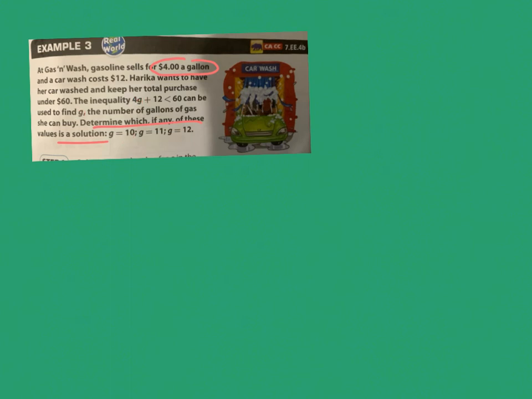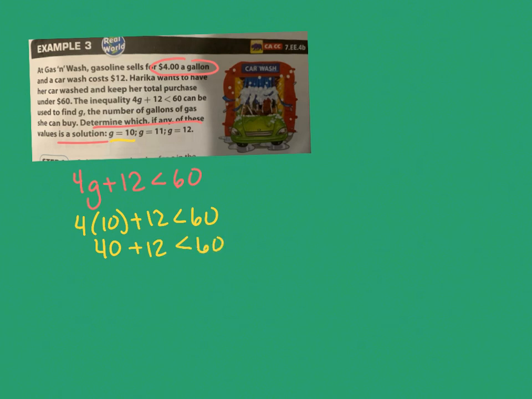So we're looking for G, the number of gallons. If she does 10 gallons, is she under $60? If she does 11 gallons, is she under $60? And if she does 12 gallons, is she under $60? To me, the slowest way would be to say, okay, let me take my equation and I will just plug in G equals 10. 4 times 10 plus 12, less than 60. 40 plus 12, is it less than 60? That's 52. Yes, it's less than 60.